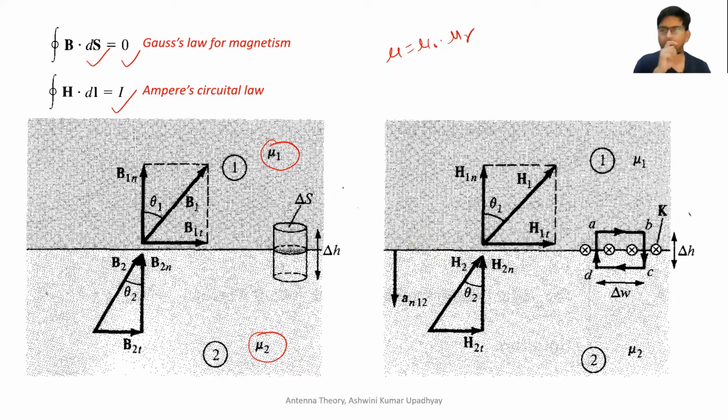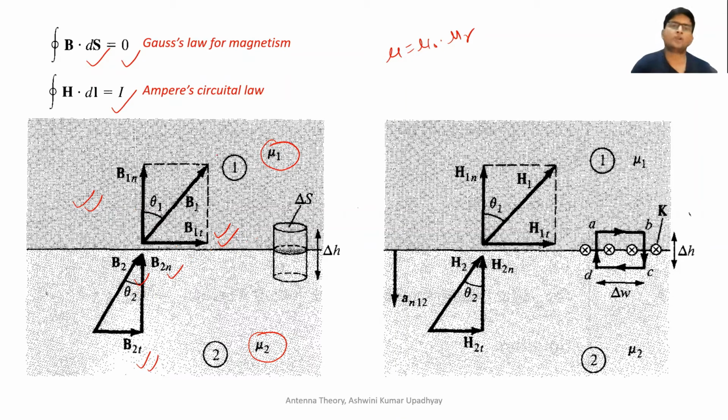And similar to the previous case, here also we will divide the magnetic flux density and magnetic field intensity into normal and tangential parts with respect to the surface boundary. So as you can see in this diagram, this B1 is divided into B1T and B1N, and similarly this B2 is divided into B2T and B2N, right?